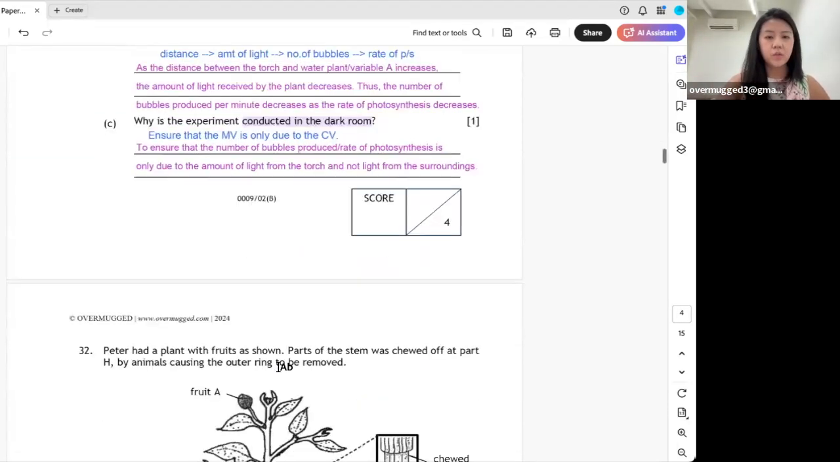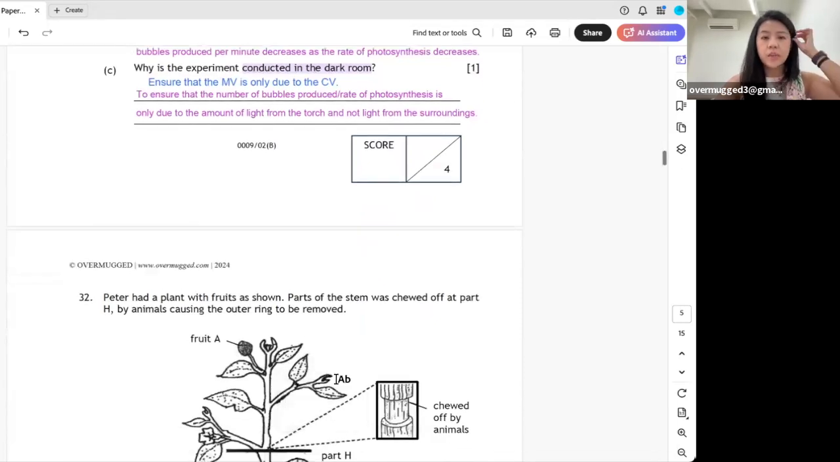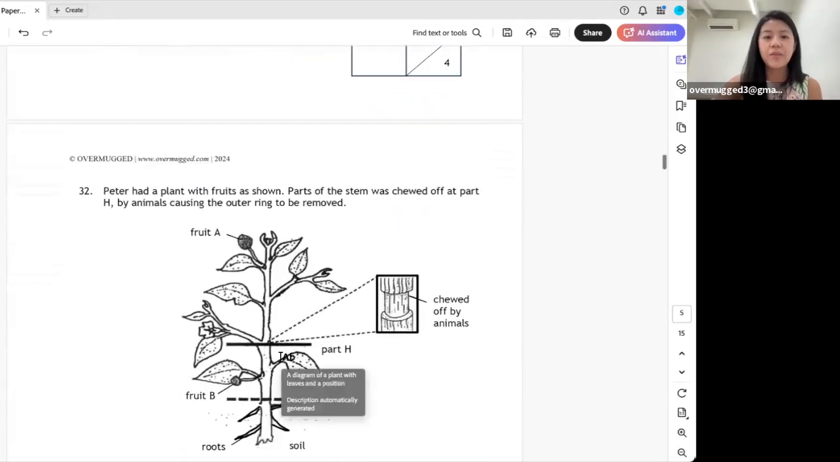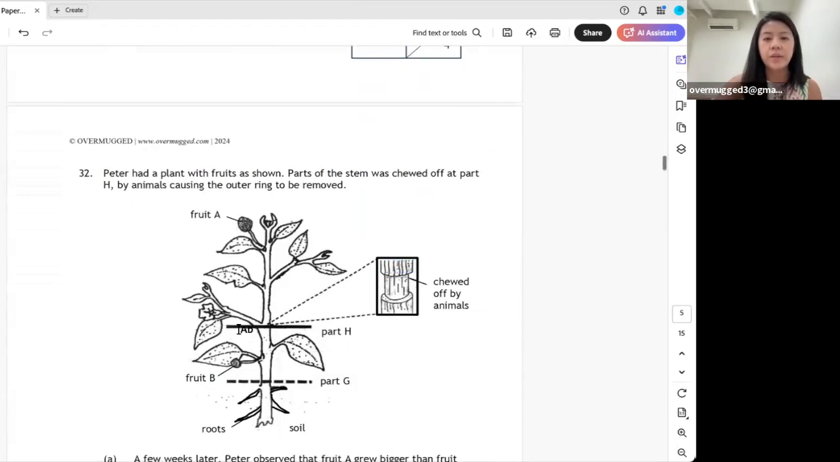Let's move on to question 32. 32 is your plant transport system, okay? Even without looking at the question yet, you can see, oh, part of the plant stem is chewed off, okay? And then you have cuts here and there on the plant, right? So Peter had a plant with fruits as shown. Part of the stem was chewed off at part H by animals, the important thing here is causing the outer ring to be removed, okay?